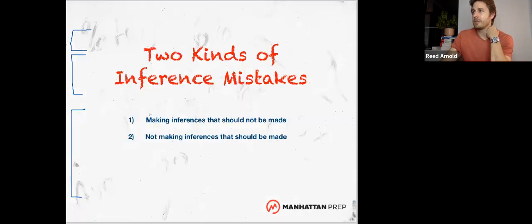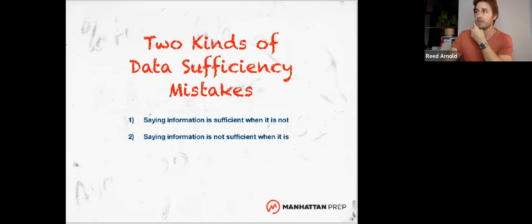And just like there are 2 kinds of inference mistakes in problem solving, not making inferences you should make and making inferences you shouldn't, there are 2 kinds of data sufficiency mistakes. They're saying that something is sufficient when it's not sufficient, and they're saying that something is not sufficient when it is sufficient.